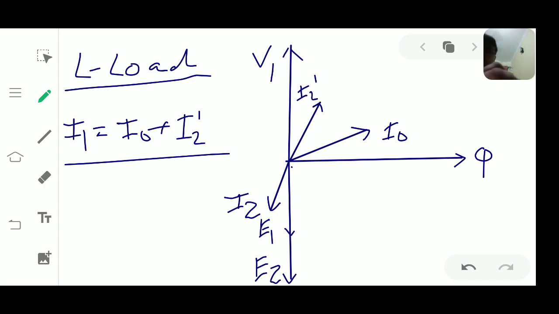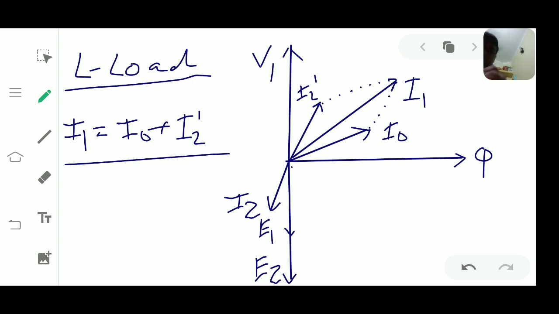How will you add? By vector addition. If you do this, you will find this one. This is I1. So this is the phasor diagram for inductive load.